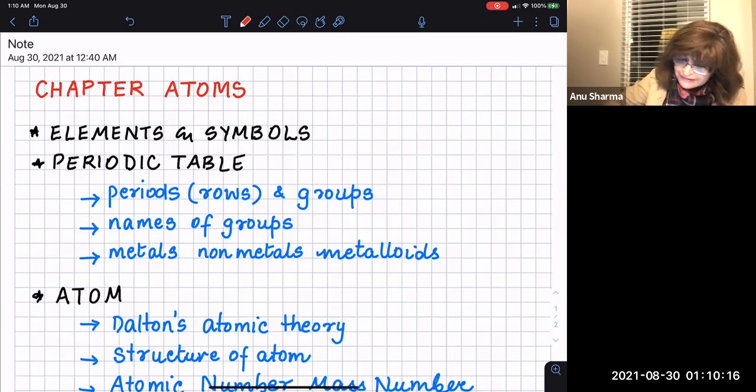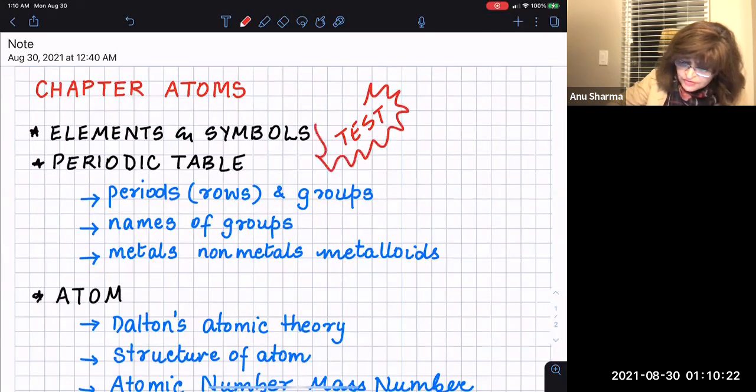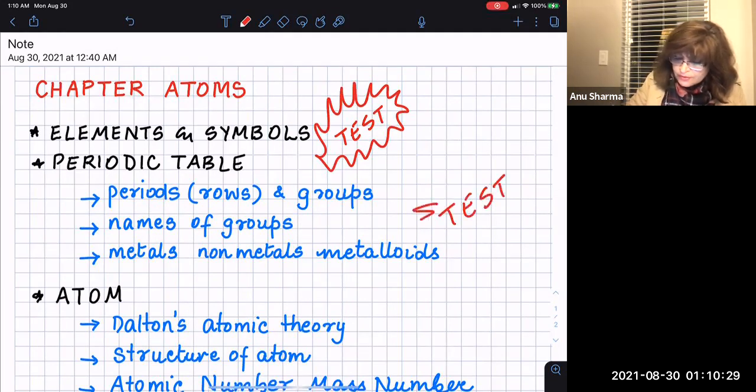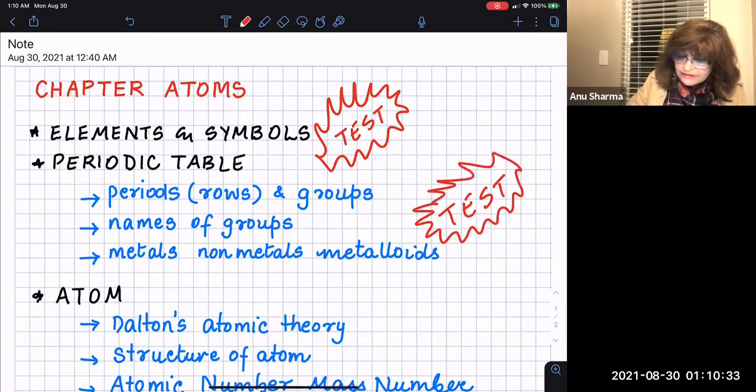So for you guys, it's very important. You should know the names and the symbols of the elements, and you need to start memorizing them. Then you should know how to identify the metals, non-metals, and metalloids, which ones are which, and where they are placed in the periodic table. So these are all test questions, okay?